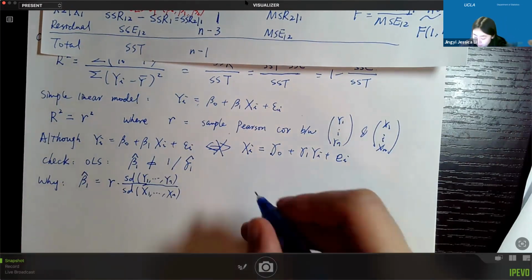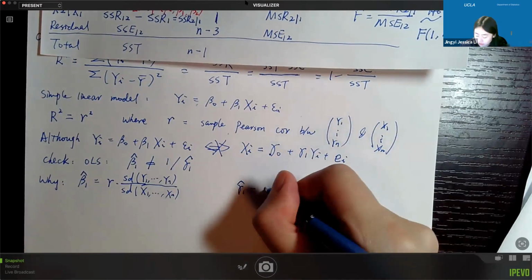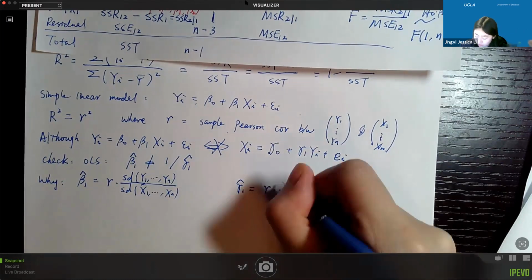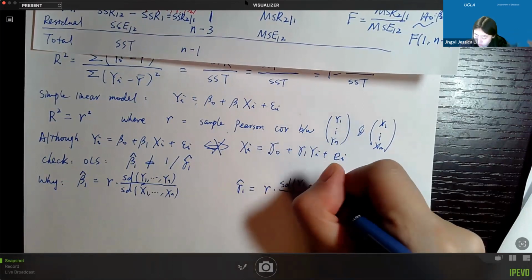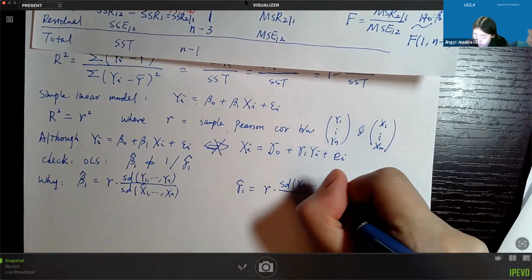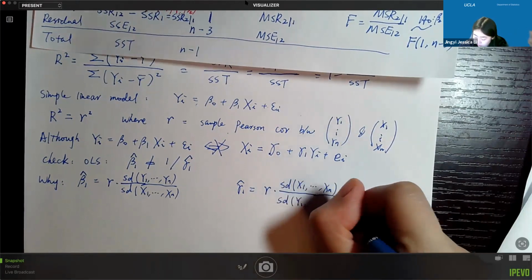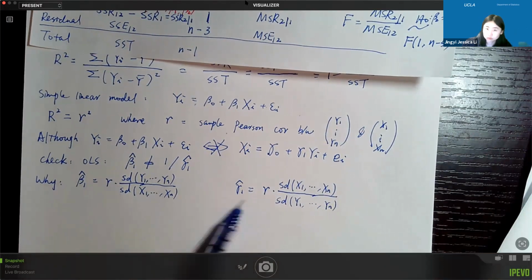While for the gamma 1 hat, you will have the slope as also the sample correlation times the standard deviation of the new response, that's x1 to xn, divided by the standard deviation of y1 to yn. So you see, they're not reciprocal of each other because R is still R. We do not take its reciprocal.